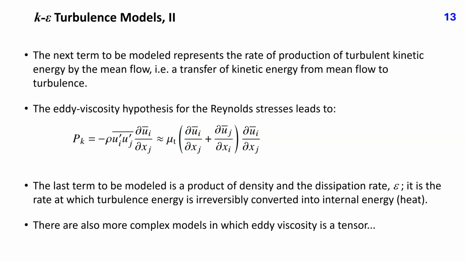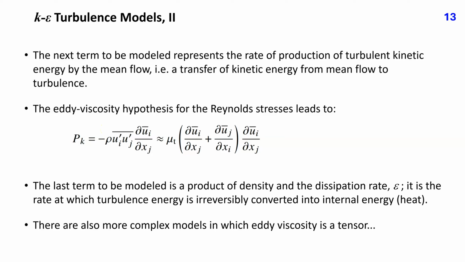The next term to be modeled represents the rate of production of turbulent kinetic energy by the mean flow, that is, a transfer of kinetic energy from mean flow to turbulence. The Eddy-viscosity hypothesis for the Reynolds stresses leads to the following expression for the model of the rate of production of turbulent kinetic energy. The last term to be modeled is a product of density and the dissipation rate, epsilon.